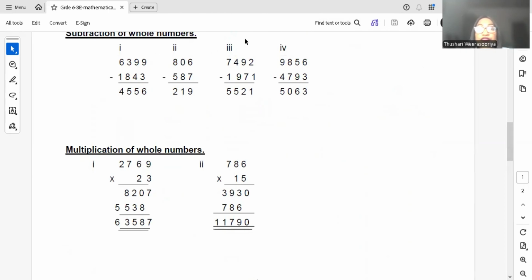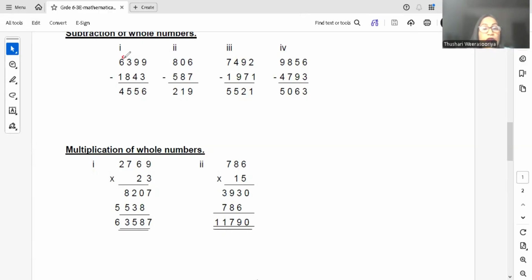Okay, now look at this example. 8 minus 3, 9 minus 4. You can't subtract 8 from 3, so you take 1 from the next digit. There you get 13. 13 minus 8 is 5. And the remaining 6 minus 1 is 5. 5 minus 4 is 1. That's how you do the subtraction.